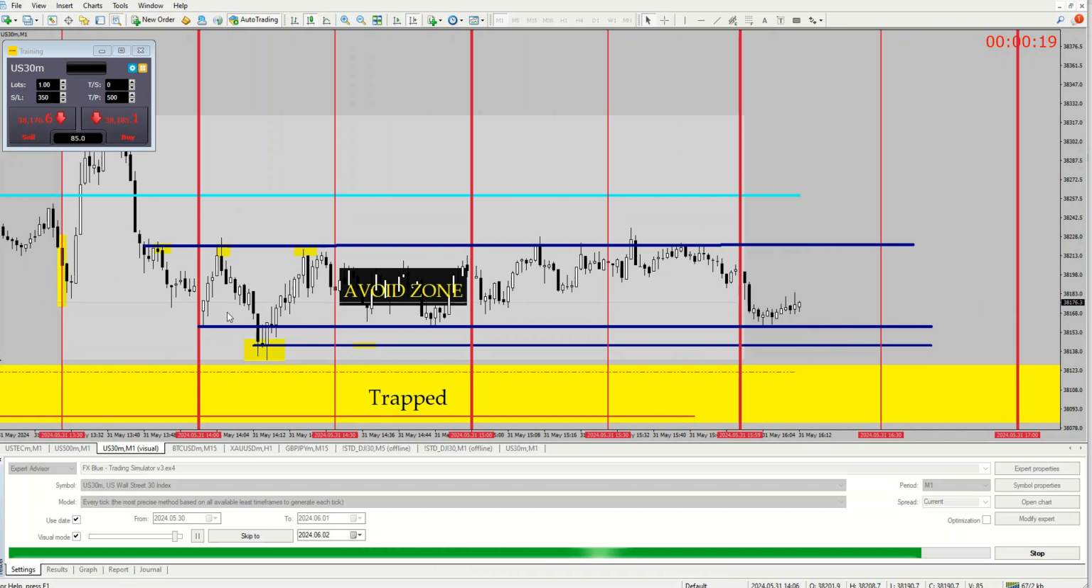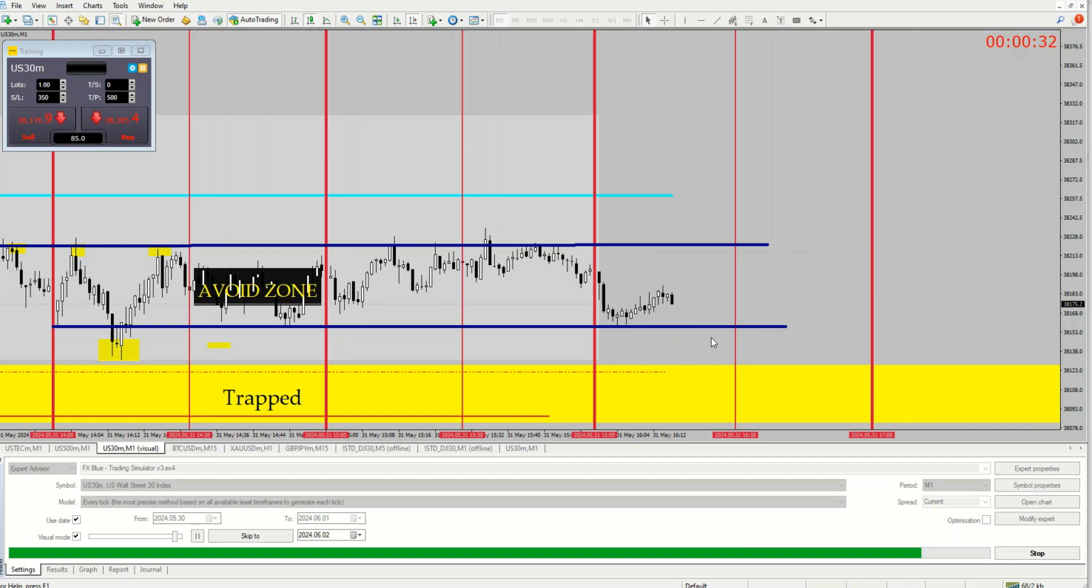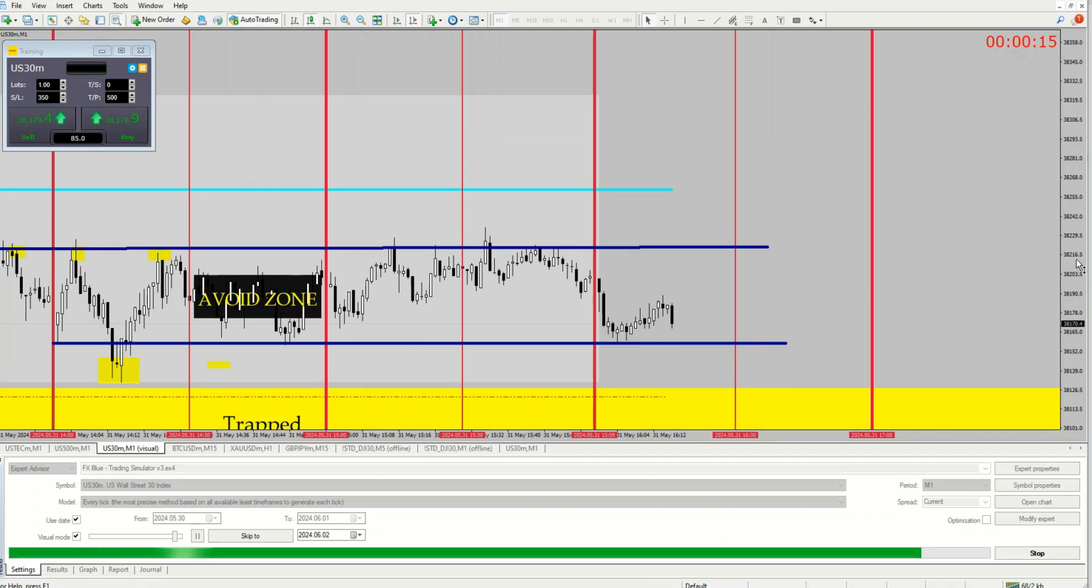Now you see they're touching this line, this line, this line. So now this line hasn't been touched. You can remove it for now, but you must note this level, because sometimes they'll break out of this here and then not surpass this one. So you just have to be aware, because things like that will happen.